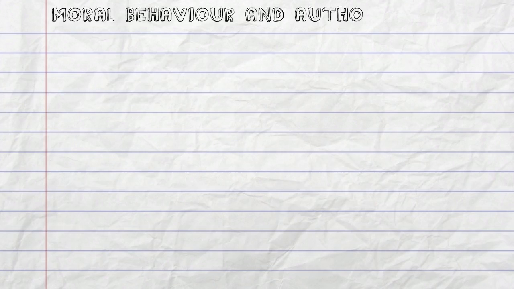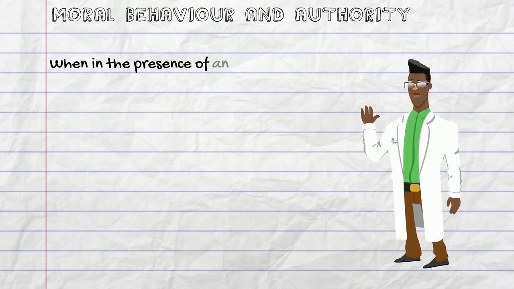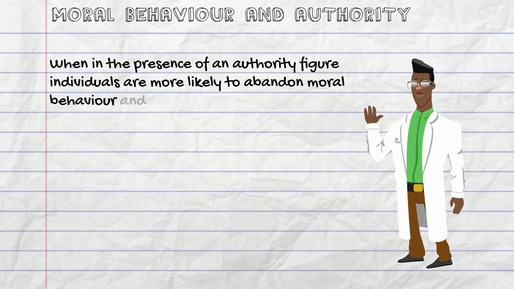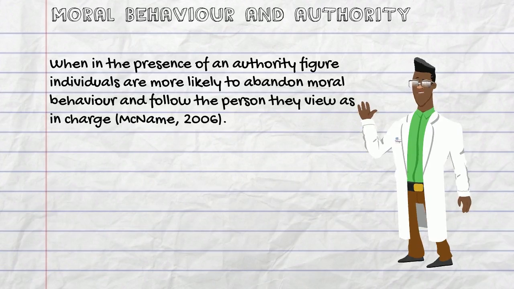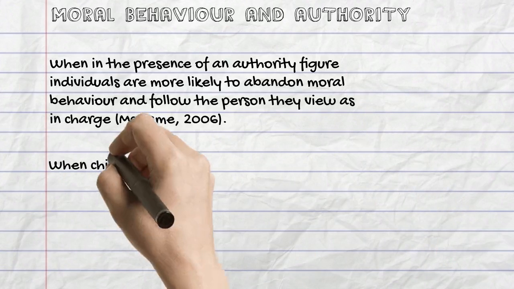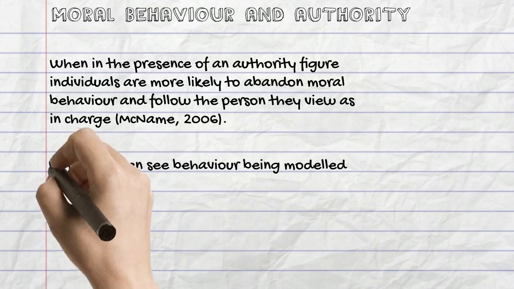According to McNabb, Kohlberg discussed the link between moral behavior and authority. Through the Milgram experiment, Kohlberg theorizes that when in the presence of an authority figure, individuals are more likely to abandon moral behavior and follow the person they view as in charge. This is strengthened by Sandrock's theory that when children see behavior being modelled, they are likely to replicate it.